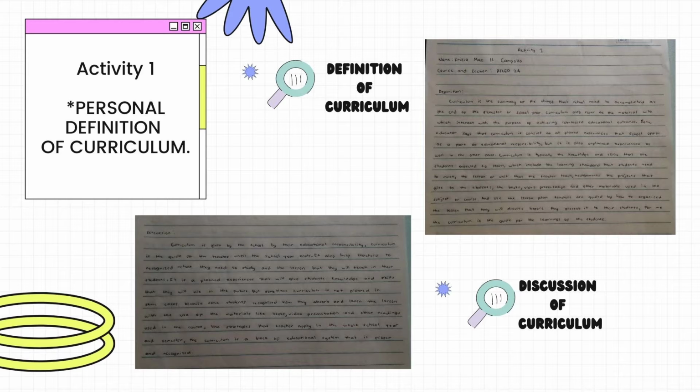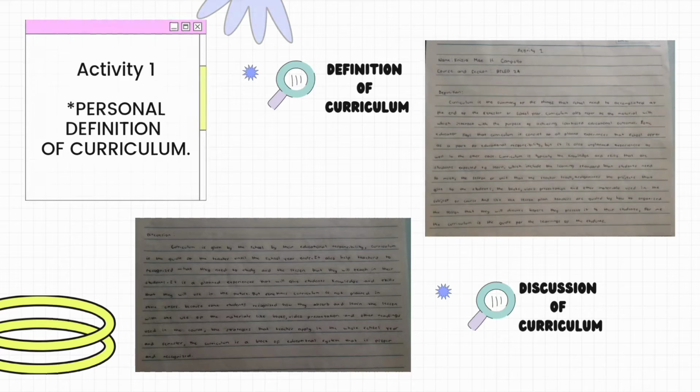I also write that a curriculum also refers to the material with which we interact with the purpose of achieving identified educational outcomes. I also define how important the role of curriculum is in school and for learners. A curriculum is not just a paper, it is a way on how to be skilled, how to be knowledgeable. Curriculum makes the educational system aligned.